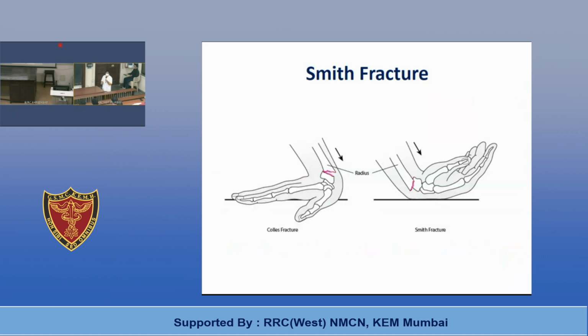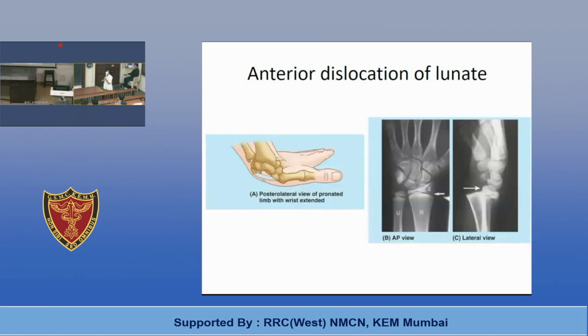Smith's fracture, on the other hand, is like this. When the fall is like this, on an outstretched hand, it is Colles fracture. When it is like this, then it is Smith's fracture. What happens with the distal fragment? It moves ventrally or anteriorly. So it is called Smith's fracture. So these are fractures of the radius. As they are related to the wrist joint, usually we describe these two fractures with respect to the wrist joint.